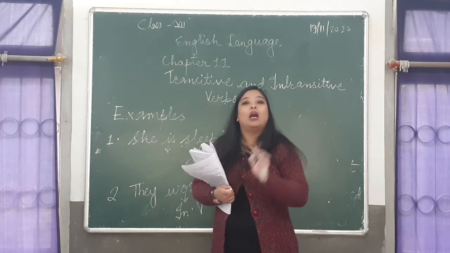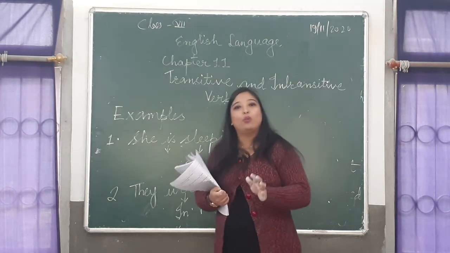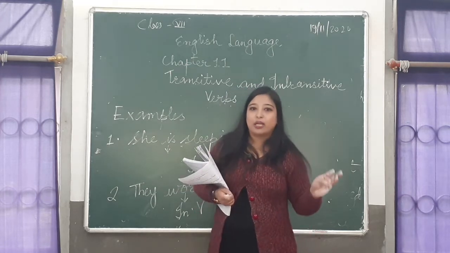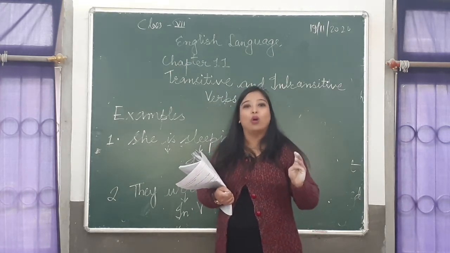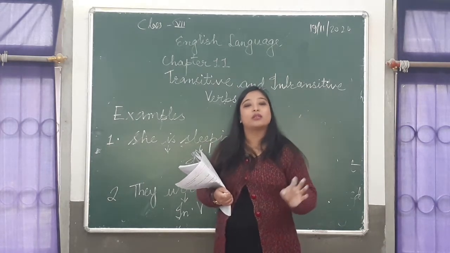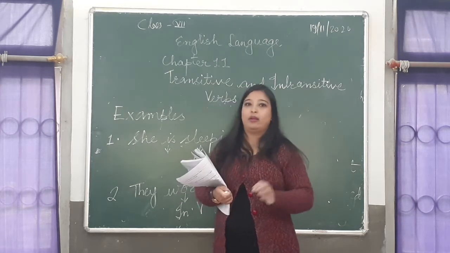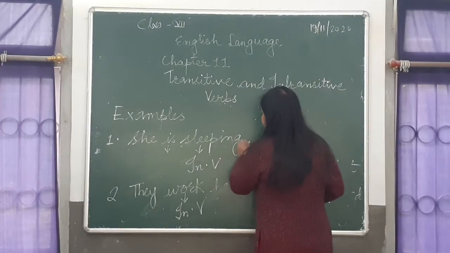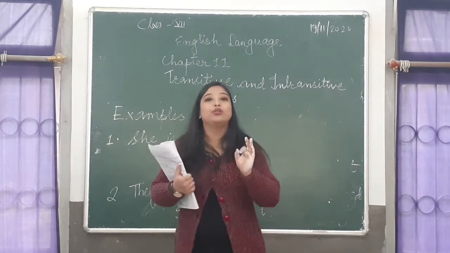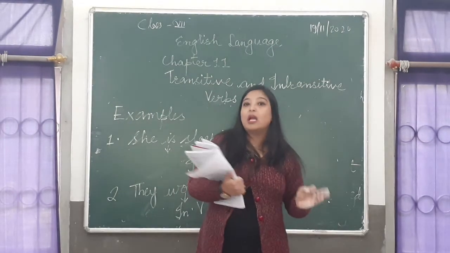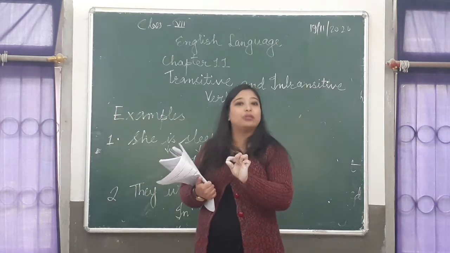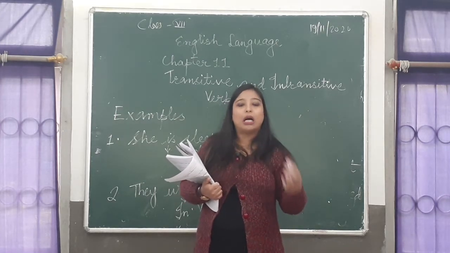Okay, so when it asks the question how, when and where, it is known as the intransitive verb. In the transitive verb, it asks the question what and whom. In an intransitive verb, it asks the question how, when and where. In order to differentiate the transitive and intransitive verb, you'll have to read out the sentence and ask the question.